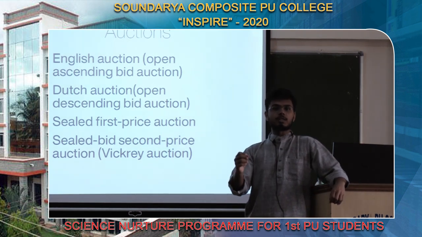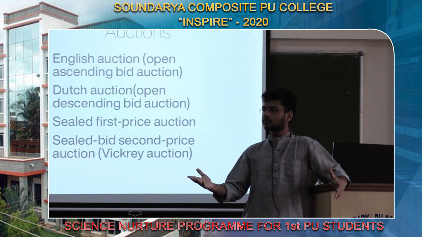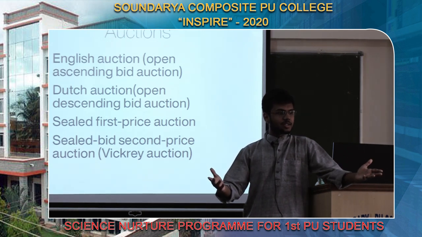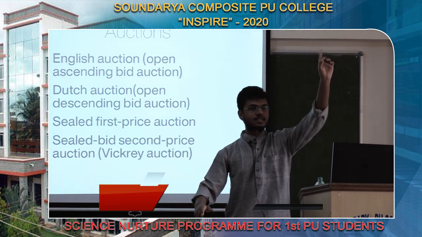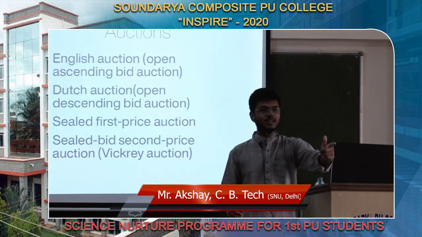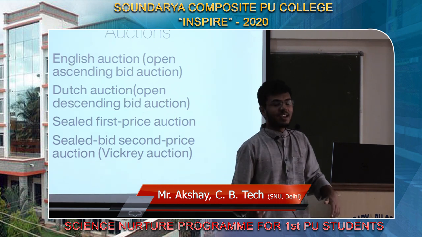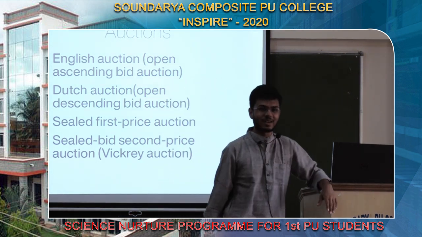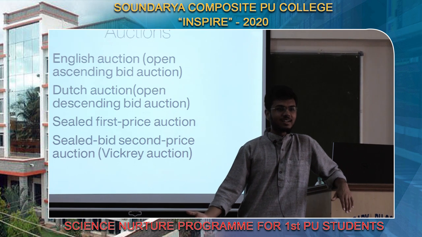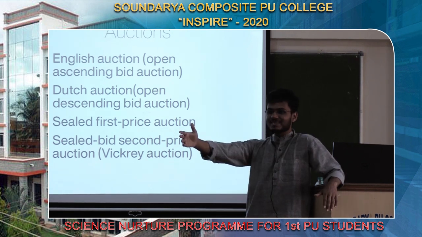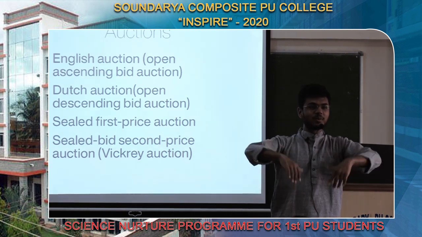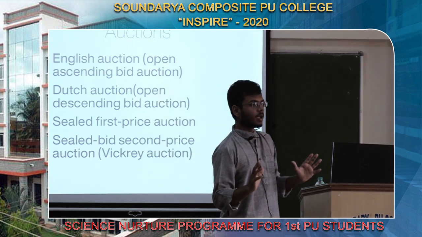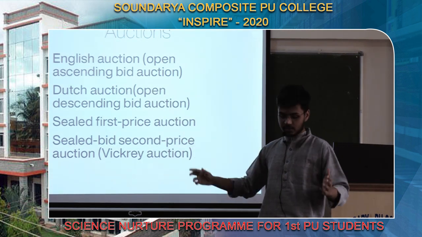But what is the most common auction that we have? The normal bidding kind of auction, right? I am selling something, I open the bid, one guy says 10, is it 10? This is called an English auction. This is the most famous auction. Property auctions, livestock auctions, all of these go on.